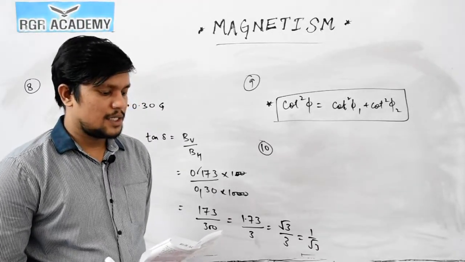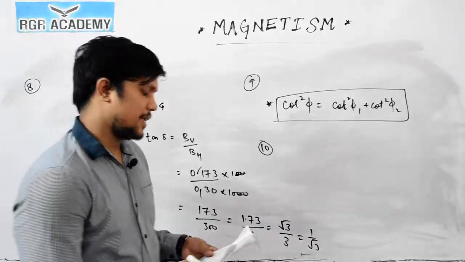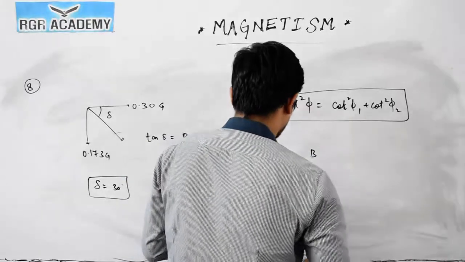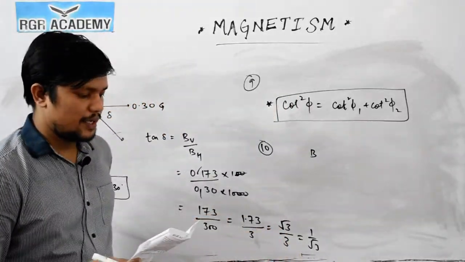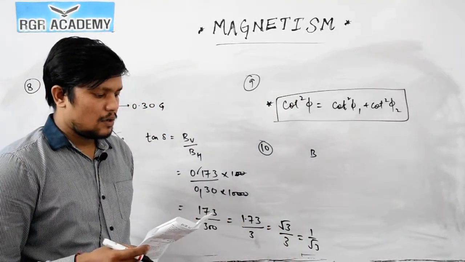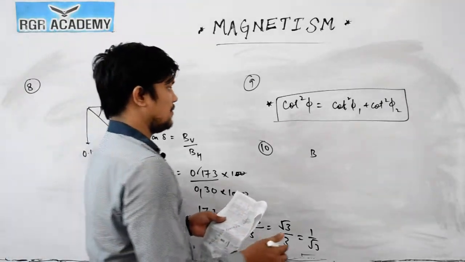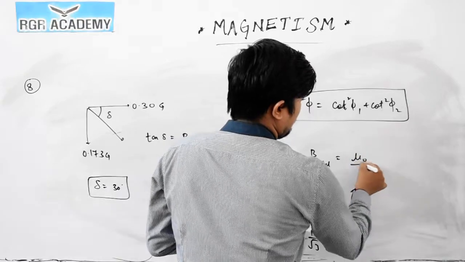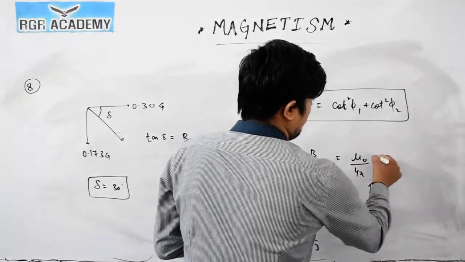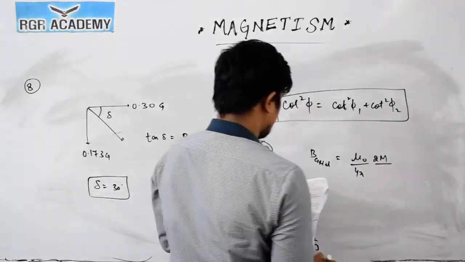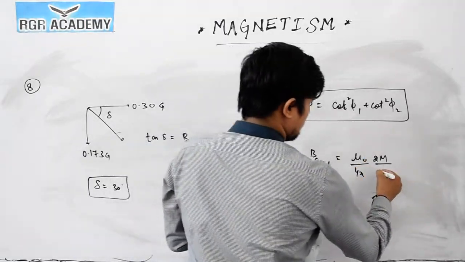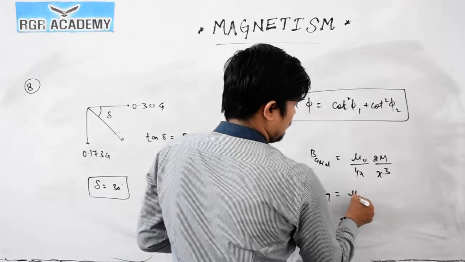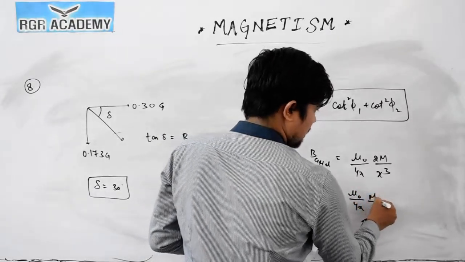The ratio of the distances x and y from the center of the magnet is, okay, so we know that the magnetic field on the axial point is given by mu naught by 4 pi 2m by x cube, where x is the axial distance. On the equatorial point, the magnetic field is given by mu naught by 4 pi m by y cube.